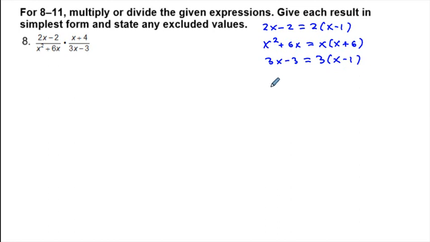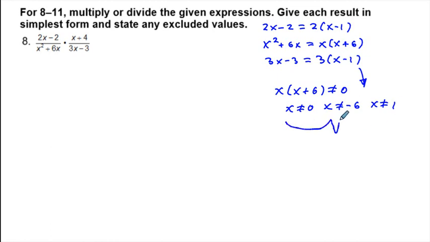So x times (x plus 6) cannot equal 0. And so therefore x cannot equal 0. x cannot equal negative 6. And then for this one right here, on the right, x minus 1 cannot equal 0, so x therefore cannot equal 1. So these three things here are excluded values.